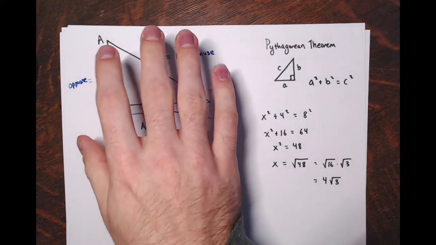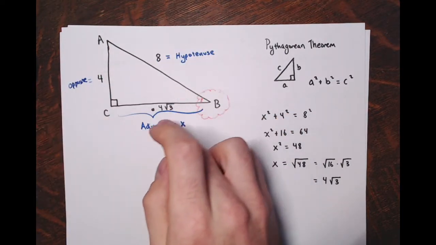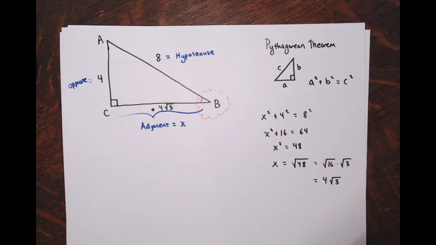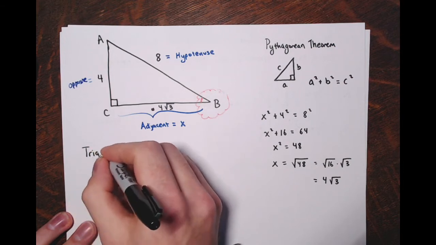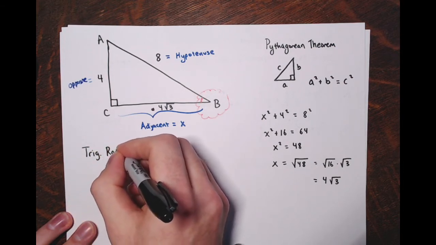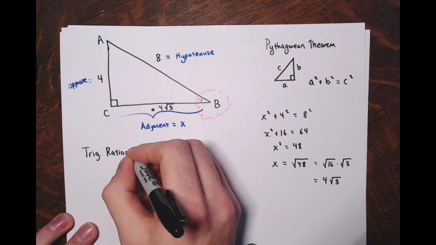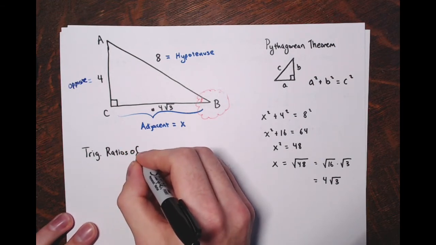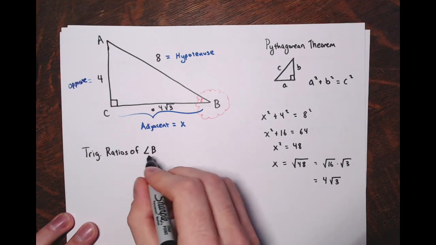Alright, now that I have all three lengths, the side opposite angle B, the side adjacent to angle B, and the hypotenuse, I can find the values of all 6 of these trigonometric ratios. So I'll put those down here, and I'll do all 6 for this. I know they only asked for the reciprocals, the cosecant, secant, and cotangent, but the trig ratios of angle B. This is the angle symbol. Trig ratios of angle B.